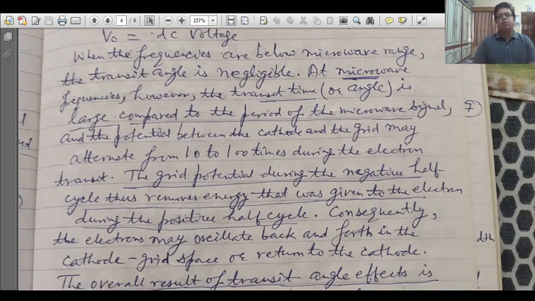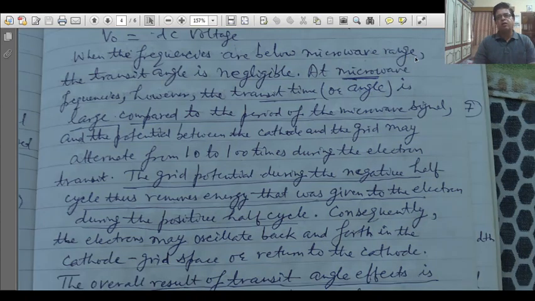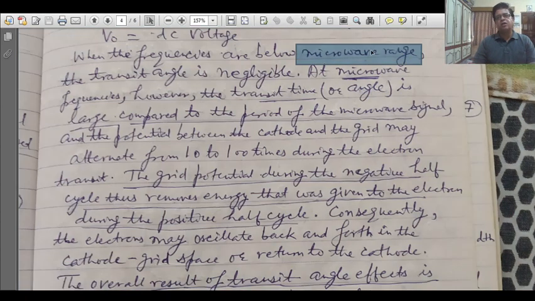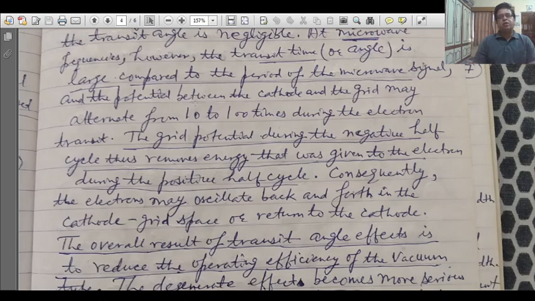If frequencies are below the microwave range, then the transit angle is negligible. It exists at every frequency, but its effect on the operation is negligible. At microwave frequencies, the transit angle or transit time is large compared to the period of the microwave signal. The potential between the cathode and the grid may alternate 10 to 100 times during the electron transit.